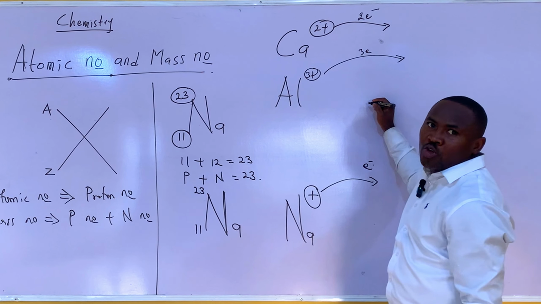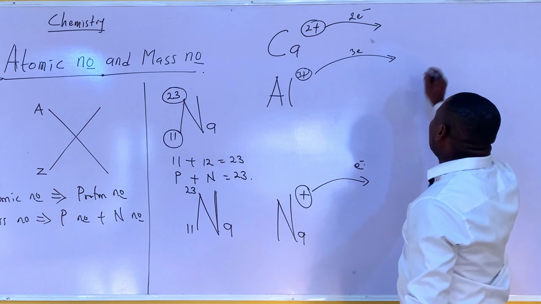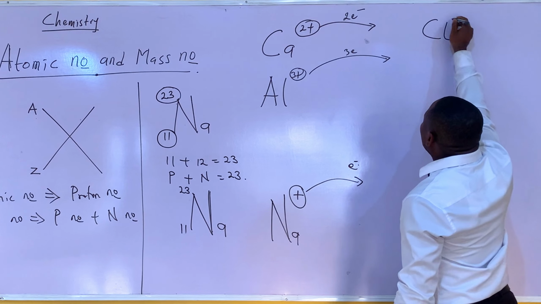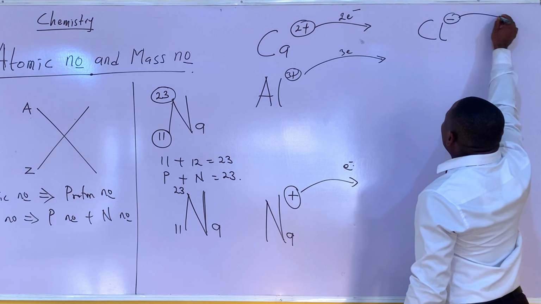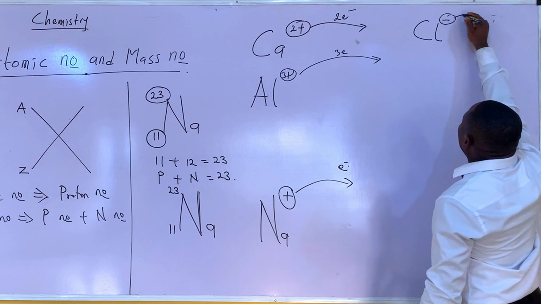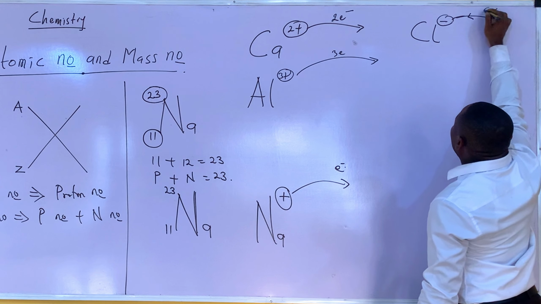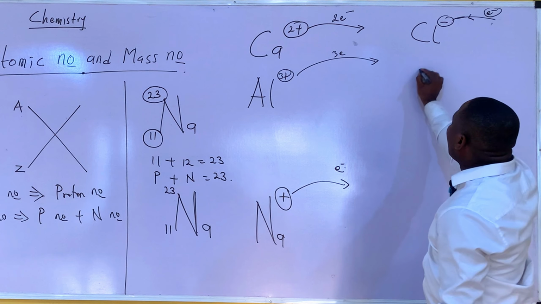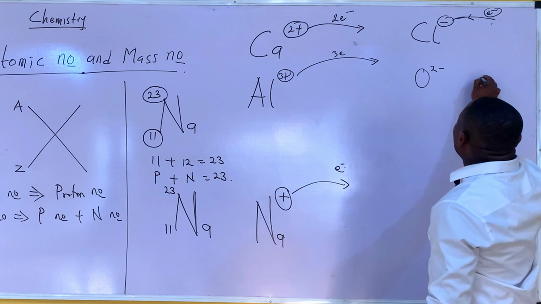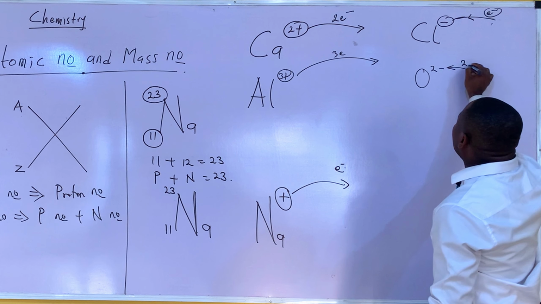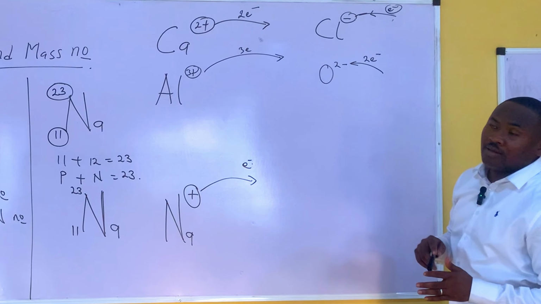But if the atom is not existing like this, let's see this, Cl minus. What it means is that this atom is receiving, not giving out. It's going to receive one electron. And likewise, if I have O2 minus, it means this atom is receiving two electrons.